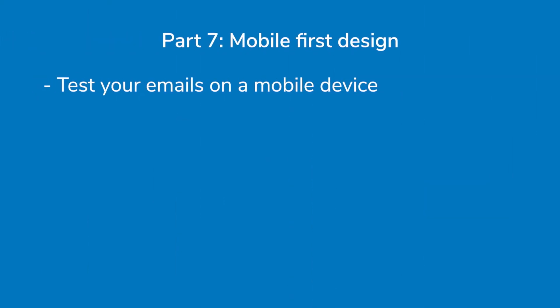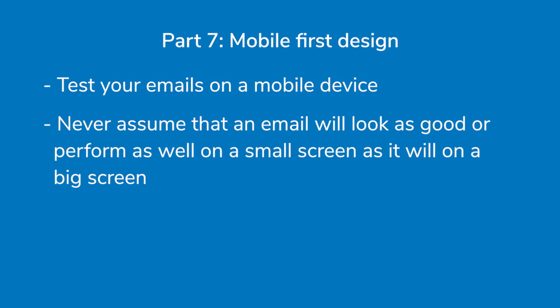To make sure they are, always test your emails on a mobile device, either by just sending it to yourself or an employee or using a platform to test it, such as Litmus. Never assume that an email will look as good or perform as well on a small screen as it will on a big one. Now, to wrap up the final two elements.